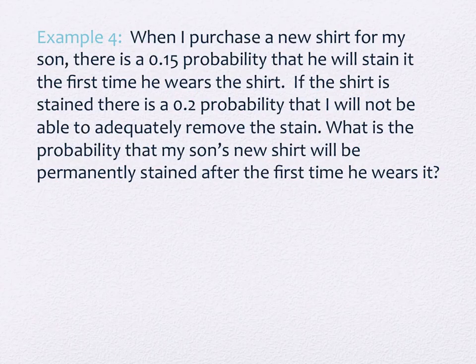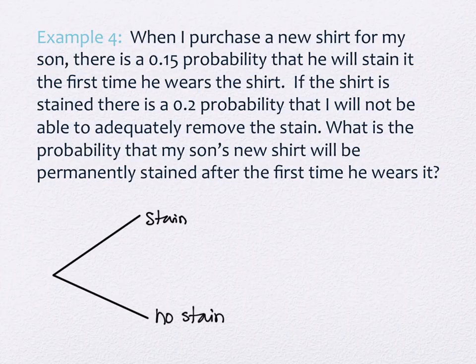Okay, so one of the reasons this is in here is not just because it's kind of cute and funny, but because I want to show you that sometimes your tree diagrams are not balanced. This is a really good example of that kind of problem. So there are 2 things that can happen when my son wears the shirt for the first time. What are they? It's stained or it's not stained, right? So we get a stain or no stain. If it's stained, then I have to scrub it and try to get the stain out. But what if it's not stained? Then I don't have to do that. So I only need to extend branches off of the stained category, because I don't have to do anything special if the shirt is not stained.